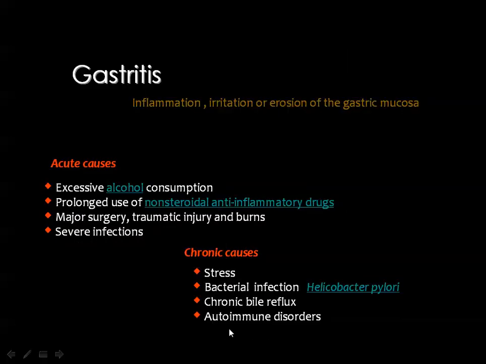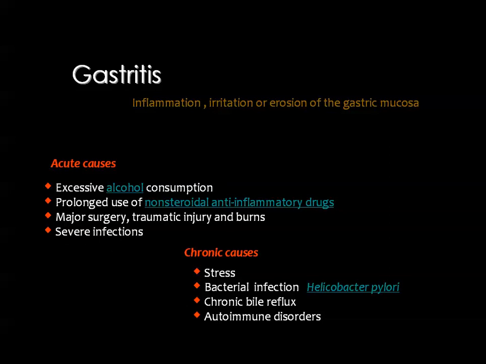Then we came to the issue of gastritis, which means that there is some kind of inflammation or irritation associated with or without erosion of the mucosa. And there are two main types of gastritis, the acute type and the chronic type. And here are the causes: excessive alcohol intake, prolonged use of non-steroidal anti-inflammatory drugs, surgery, major traumatic injuries, burns, and some kinds of severe infection.